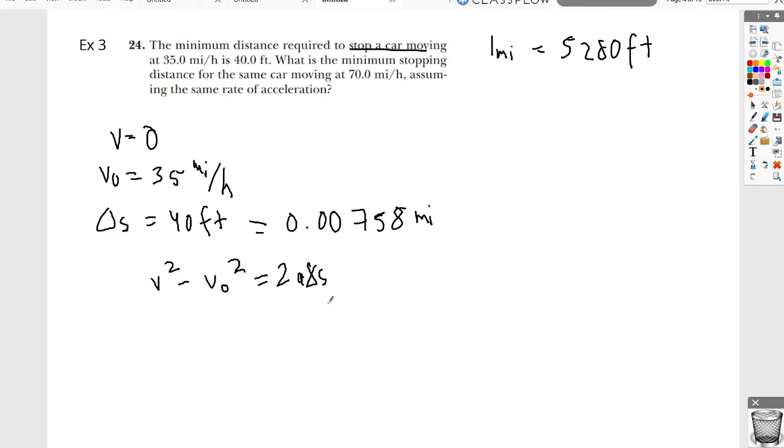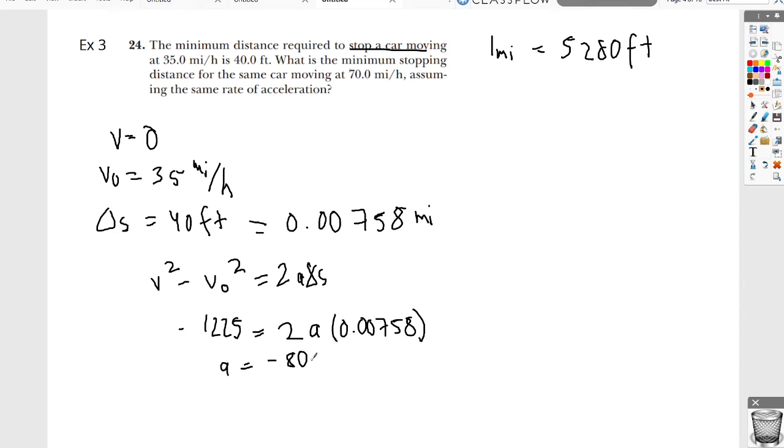Let's see what we get, right? So our v naught squared, our v naught is 35 miles per hour, so negative 1,225 is equal to 2 times a times 0.00758. Pretty low. 1,225 divided by 0.00758 times 2. That is a really big number.